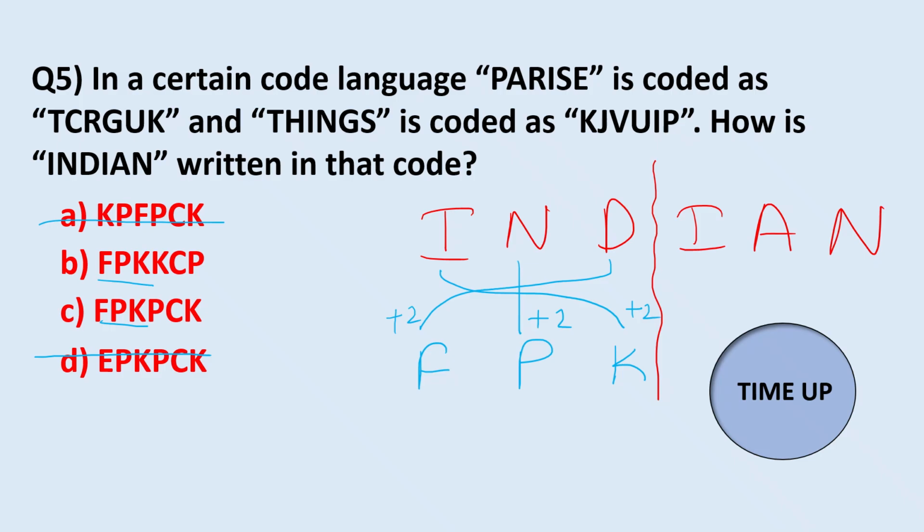Let's go to the next part. I plus 2 will give you K. So lastly you want K. So option B will be eliminated, and option C is the correct option. Let us solve. N plus 2 will give you P, and A plus 2 will give you C. So this is what you got: FPK PCK. That is option C, the correct option.